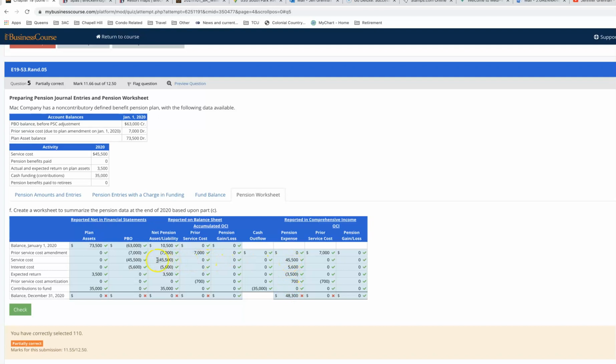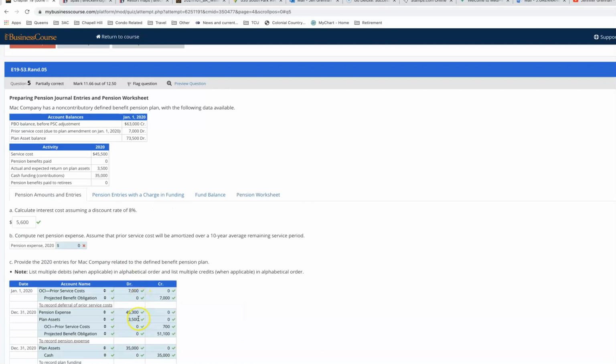Well, let's ignore the ones that impact the PBO for right now, because there'll be more than one. I can see $45,500 impacts PBO. I can see $5,600 impacts PBO. Okay, this $3,500 impacts the plan assets. So I better debit plan assets. Let's go back to my entry. Yep, debit to plan assets.